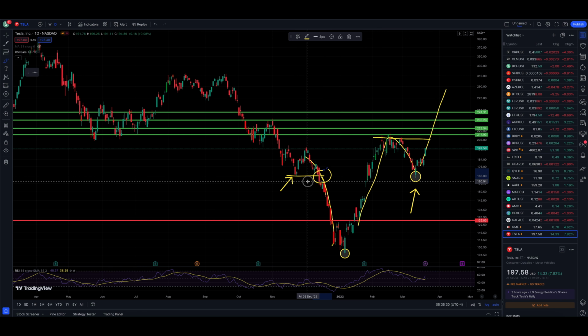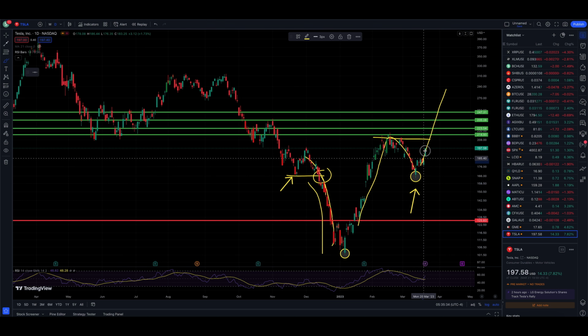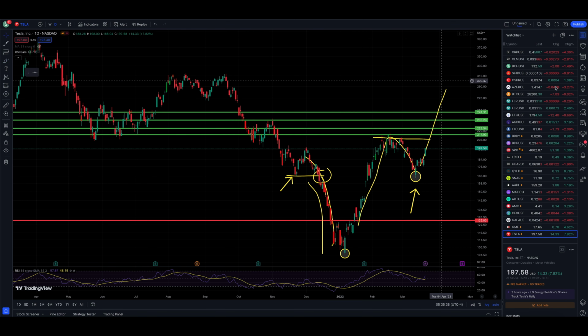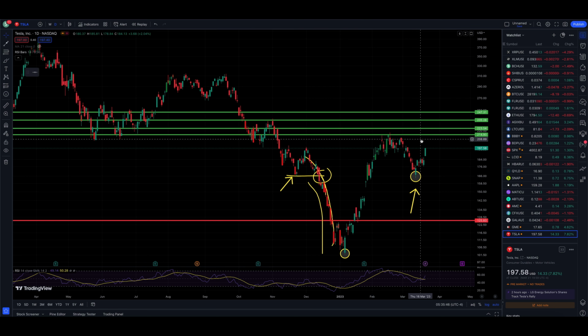So just like you can get a big rally or a big fall to the downside like this, you can get a big rally to the upside in the reverse manner there. That is pretty much what we're looking for here for Tesla. And after yesterday's price action, it's looking like it is closer than ever.